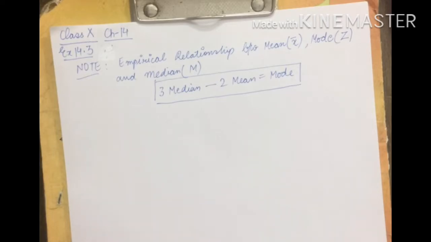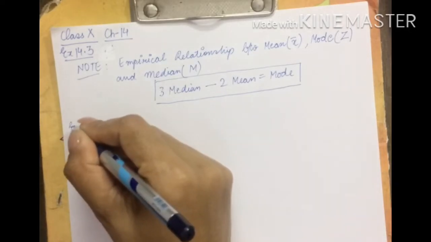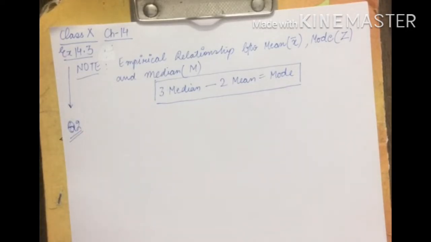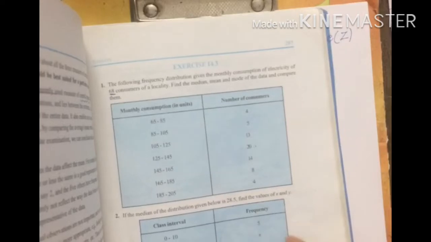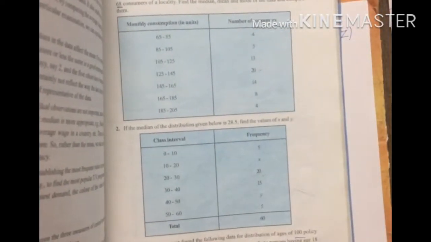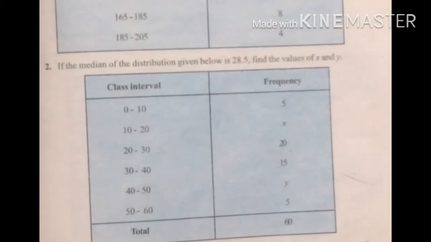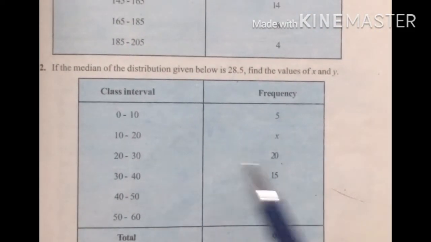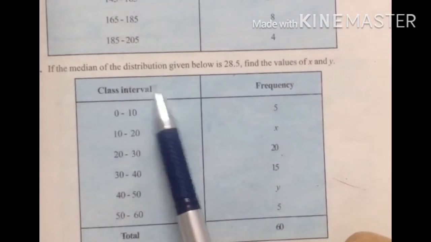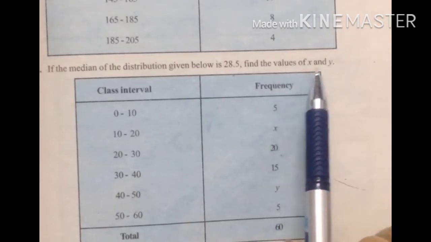Now, apart from this, let us take up the questions which are left from exercise 14.3. Question number 2 says, if the median of the distribution is given. There is a table containing some class intervals and the frequencies. The median of the distribution is 28.5. Find the values of x and y.